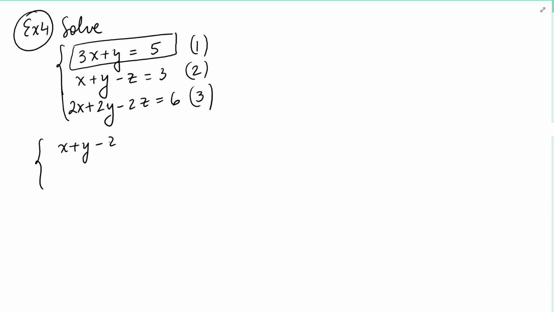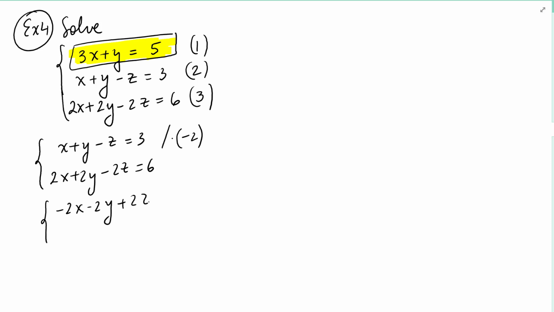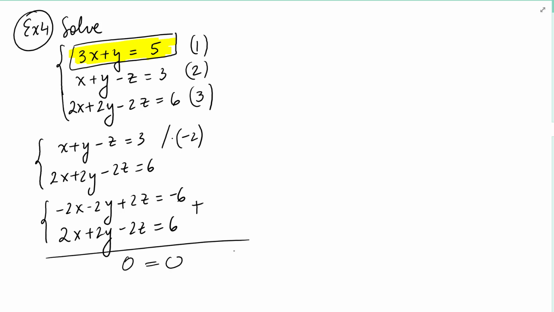So x plus y minus z equals 3, and then 2x plus 2y minus 2z equals 6. I want to eliminate z again because if we look at this equation, it doesn't have z. So I want one more equation without z. To do that, I'm going to multiply this first equation by negative 2. So I get negative 2x minus 2y plus 2z equals negative 6. 2x plus 2y minus 2z equals 6. If we add them up, we get 0 equals 0, which is true. So it means the system is dependent.